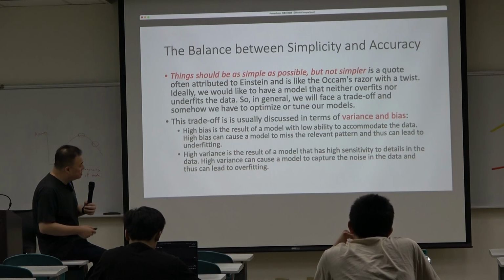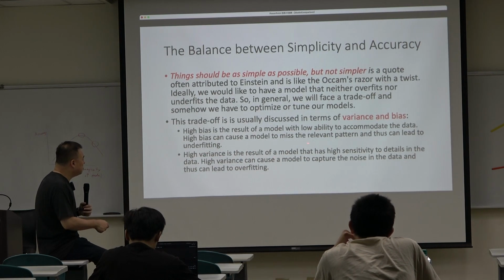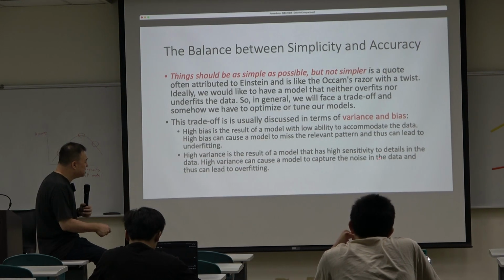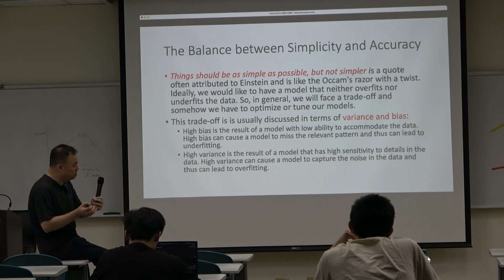Another factor is called variance. High variance is the result of a model that has high sensitivity to details in the data. So the model is very flexible.